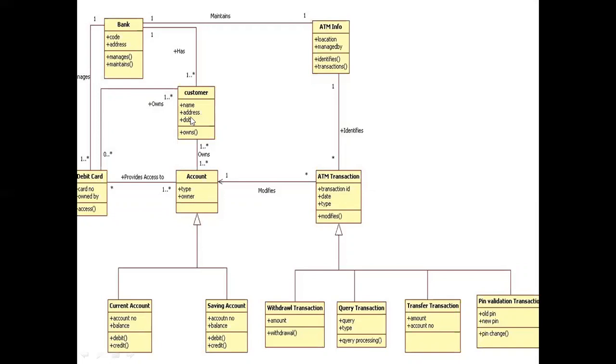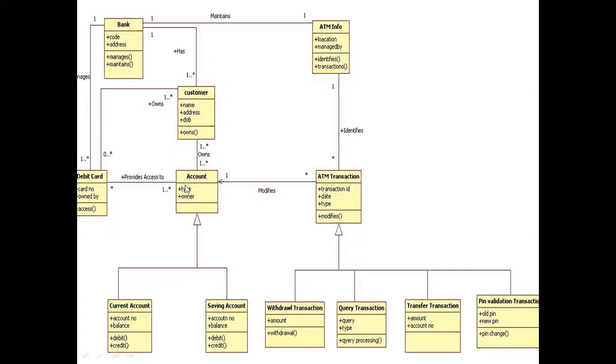Next, customer. Every customer has some account, and every account has a debit card. So the debit card has relationships with three objects: the account, the customer, and the bank. The ATM card or debit card is issued by the bank. Every customer has a debit card, and every account has one debit card.